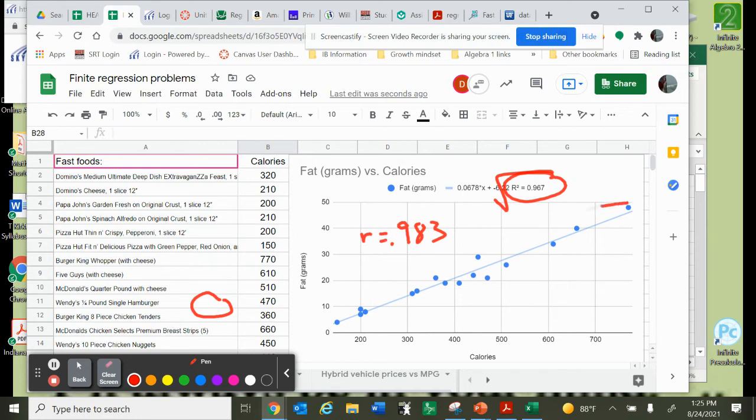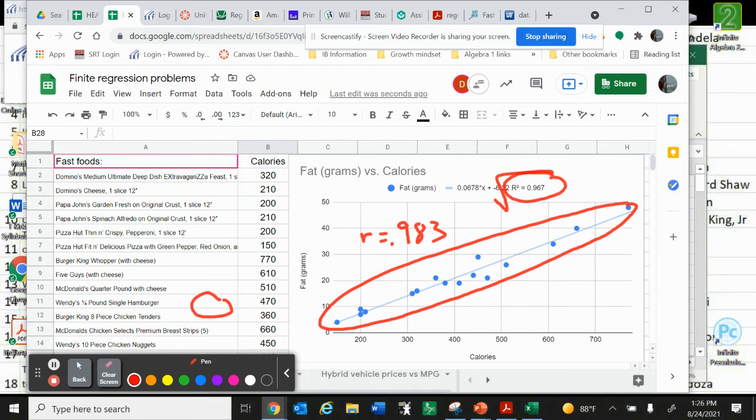And that's probably because the type of things that go into fast food, they're high fat, and so the more calories, the more fat. That would not be true with everything that you eat. If you ate a whole bunch of fruit, like if you ate 10 apples, you would have high calories, but your fat might not fit that pattern.